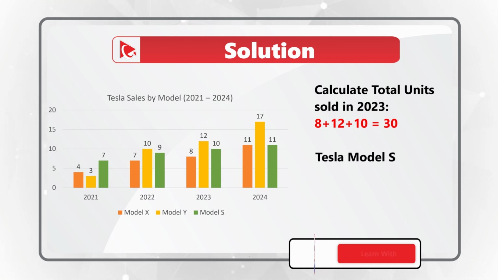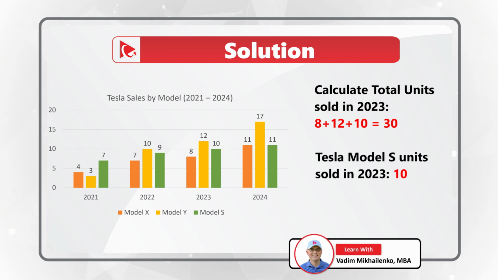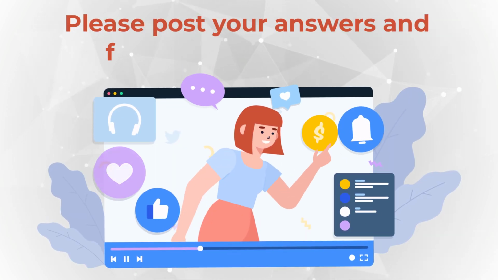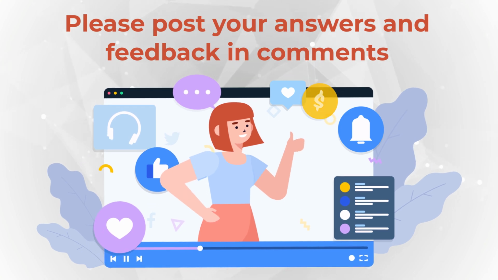We sold 10 units of Model S in 2023, which is 1/3 of the 30 units in total. So the correct choice here is 1/3 of 100%, which is approximately 33%. So the answer here is choice 3, 33%. Hopefully you figured this out and now know how to answer similar problems on the test.